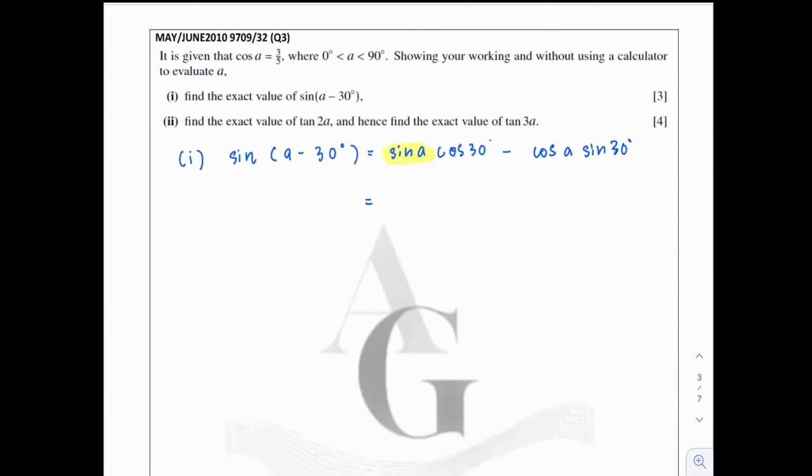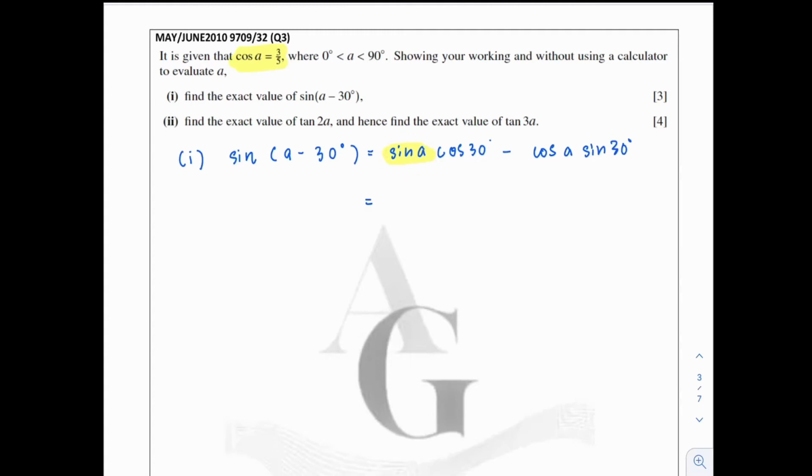You are provided with cos A equals 3 over 5. Can we use the calculator to find out the angle A? The answer is no, because have a look at the question here. Show your working without using a calculator to evaluate the angle A. You are not supposed to find out the angle A. Then, how to find out the sine A?